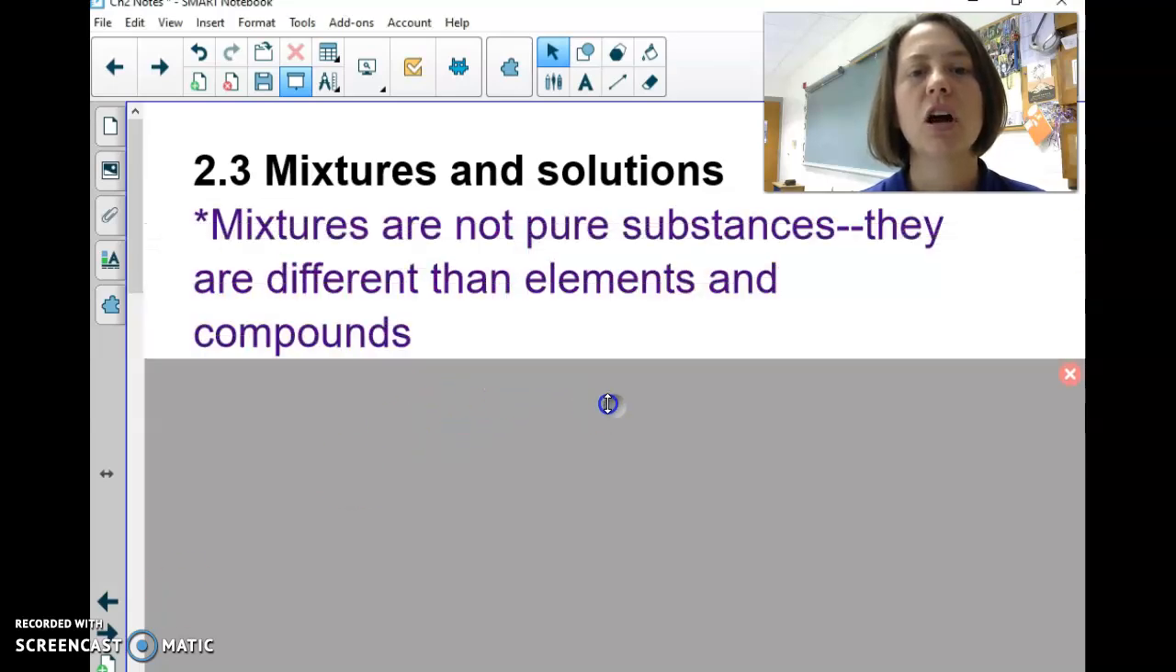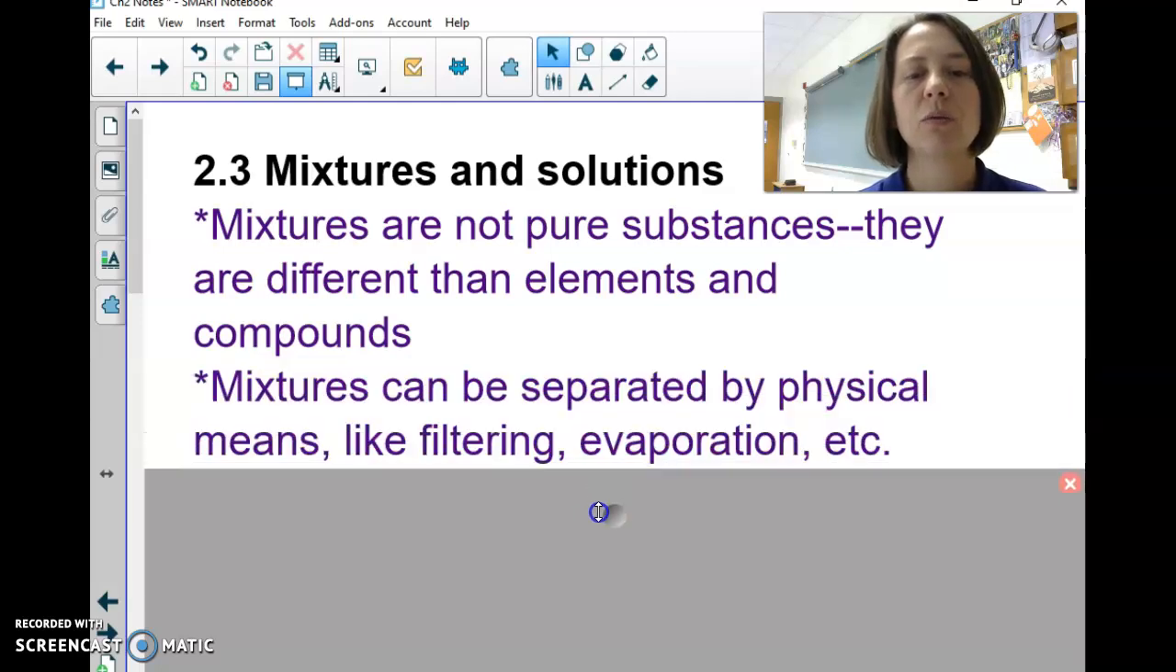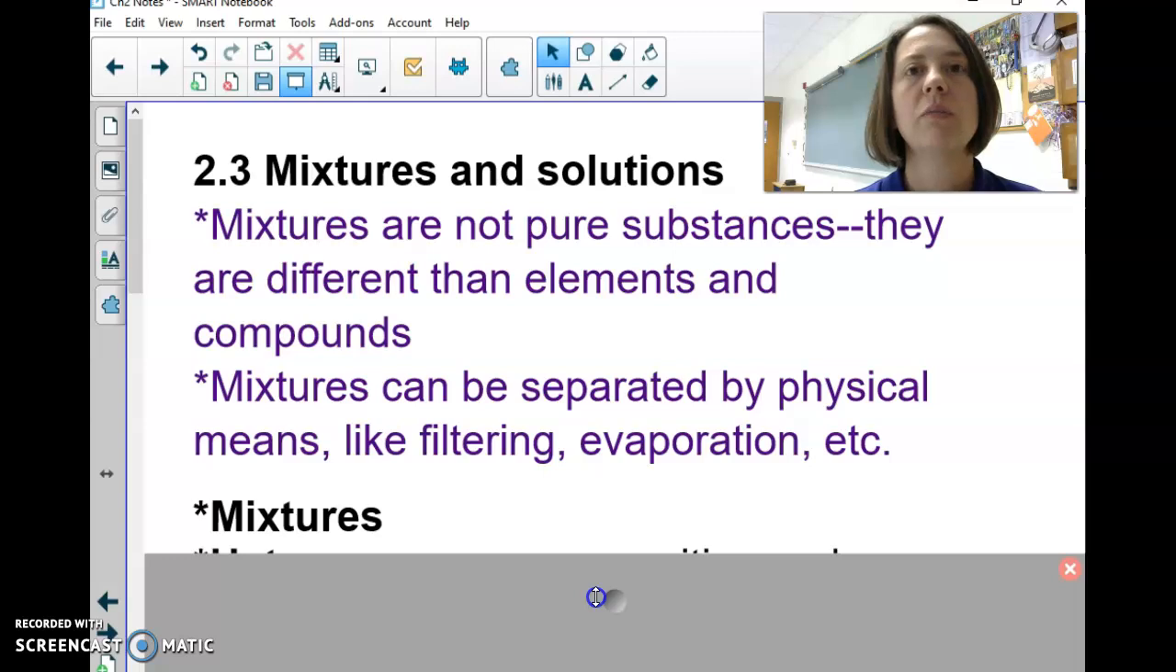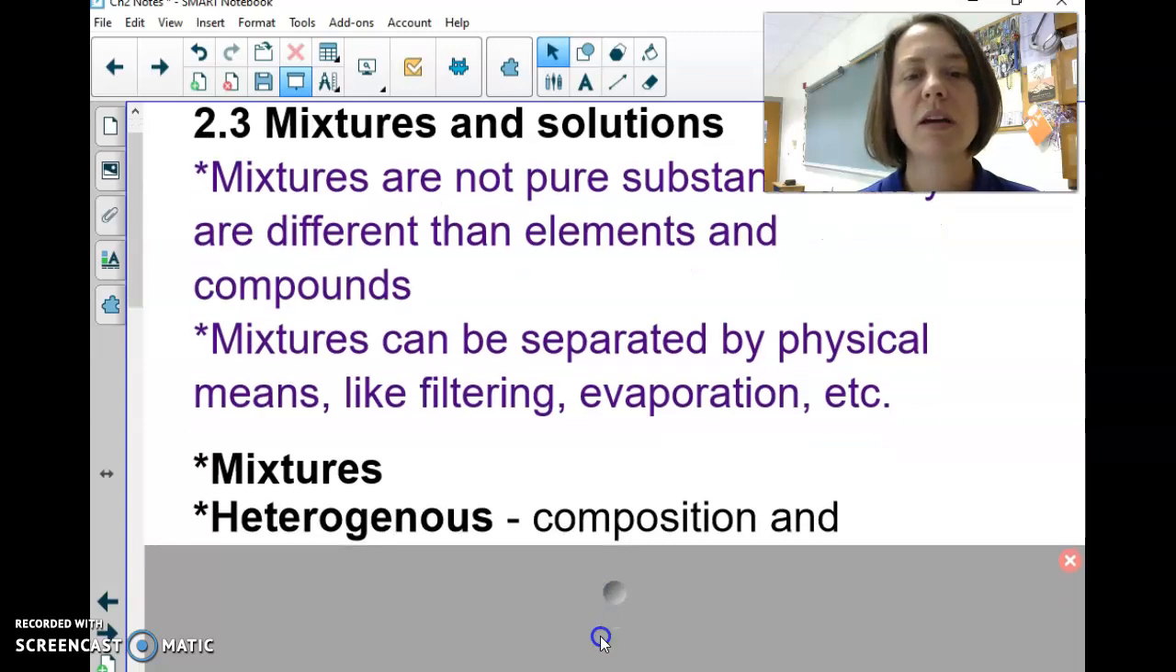This is Chemistry, Chapter 2, Part 9, and we are in the third section, Mixtures and Solutions. So mixtures are different than elements, and mixtures are different than compounds, which we've been talking about. They are not pure substances, which means they can be separated by physical means like filtering, evaporation, and other physical means.